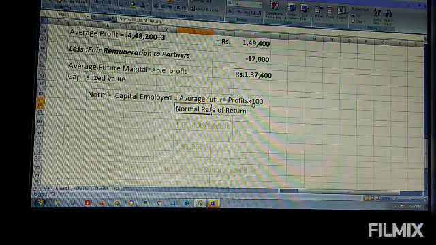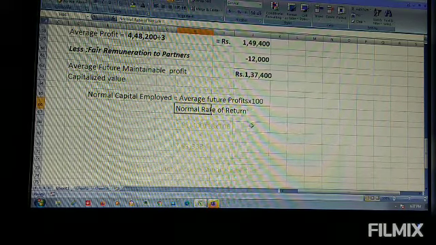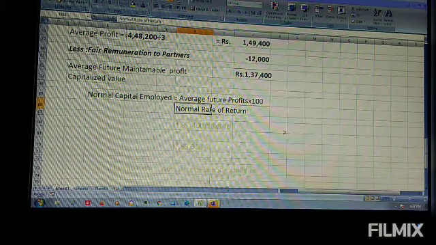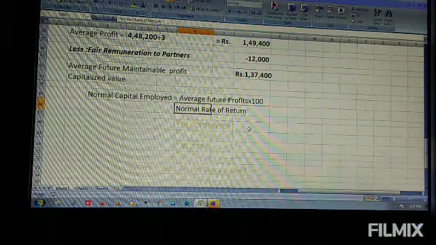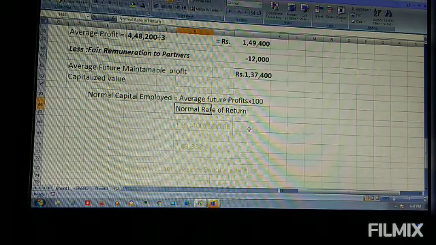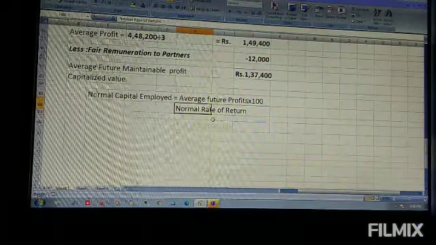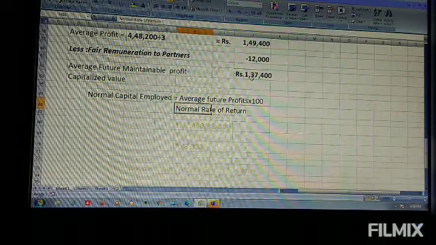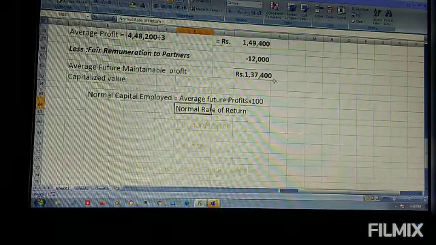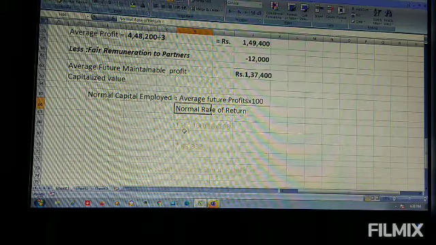18%, and into 100 is 18%. How can we write it? 18 by 100. When you are writing the reciprocal, for every 18, 100 is the investment. Therefore for 1,37,400, what is the investment? Like this we have to find out.